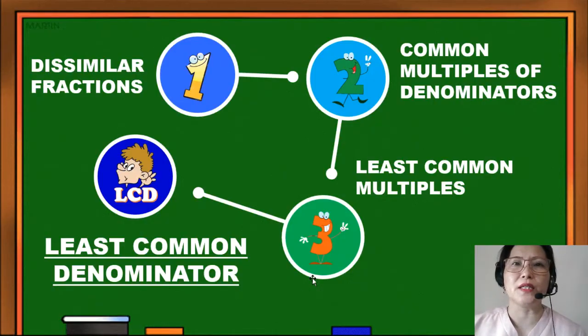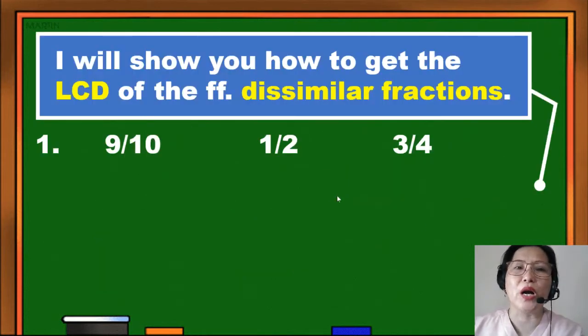This topic is very important before we proceed to addition and subtraction of dissimilar fractions. And that topic is getting the least common denominator. How do we do that? First, we have to have dissimilar fractions. Next, we have to get the common multiples of denominators. And the third is to get the least common multiple. I will show you how to get the least common denominator of the following dissimilar fractions.